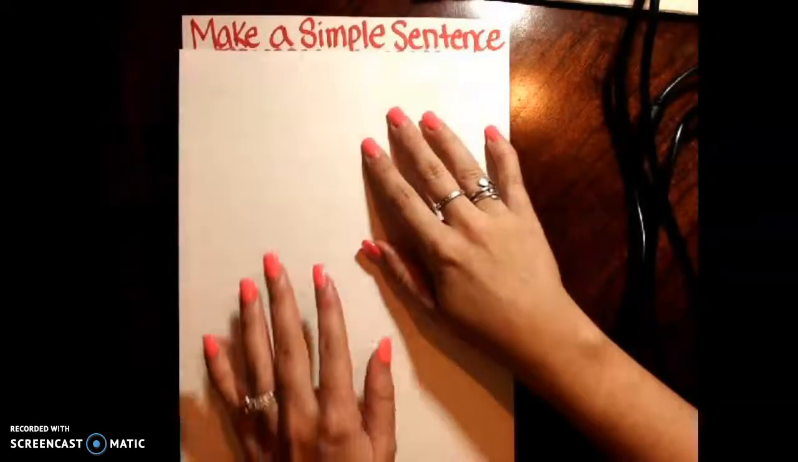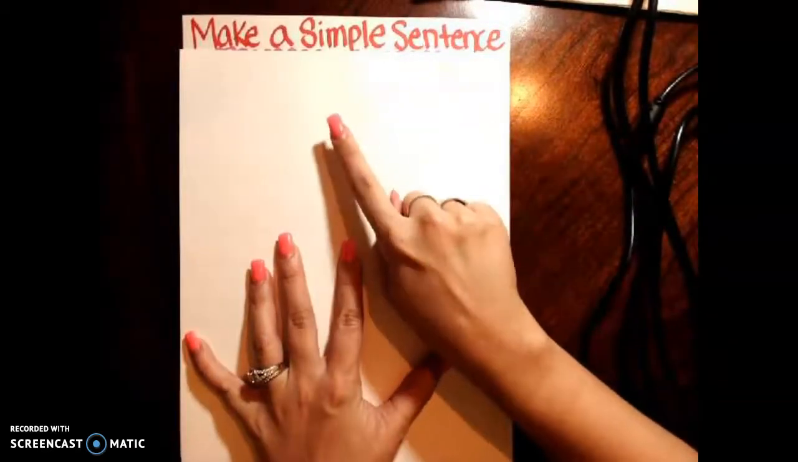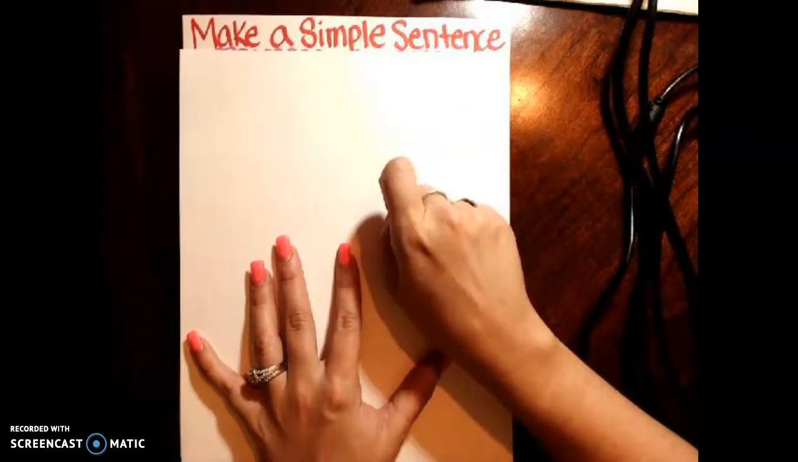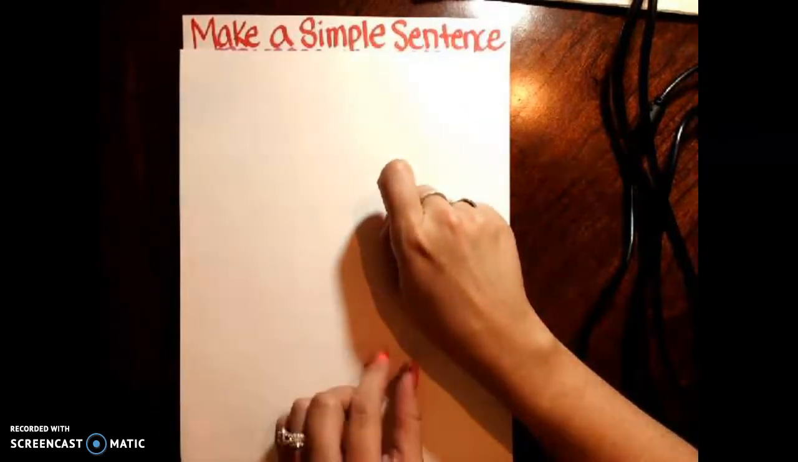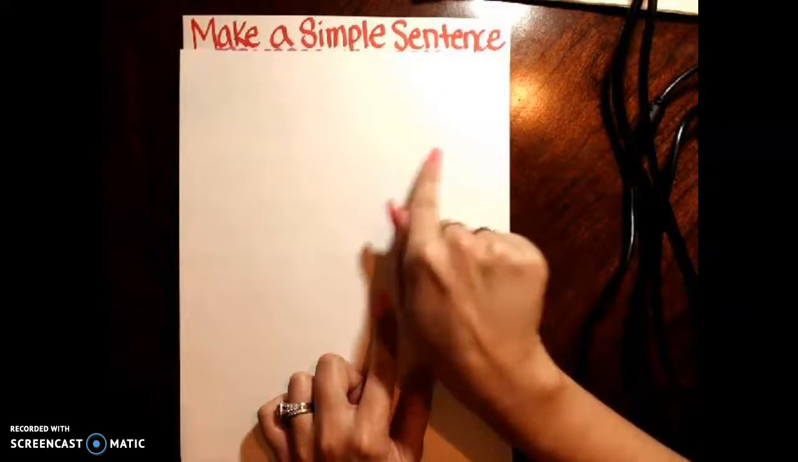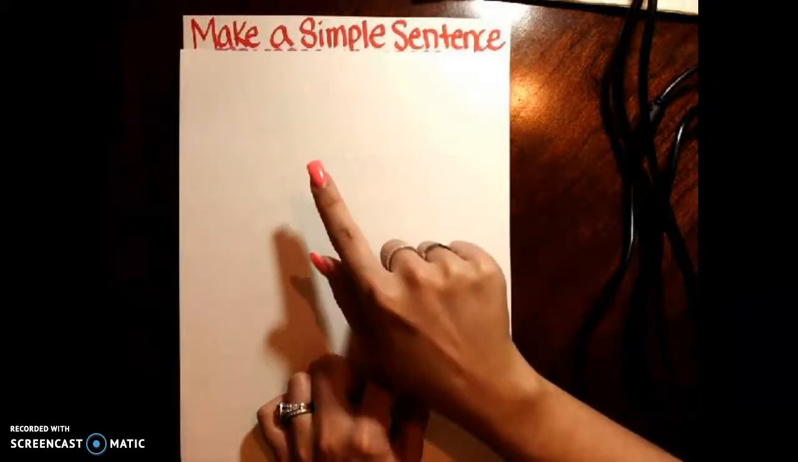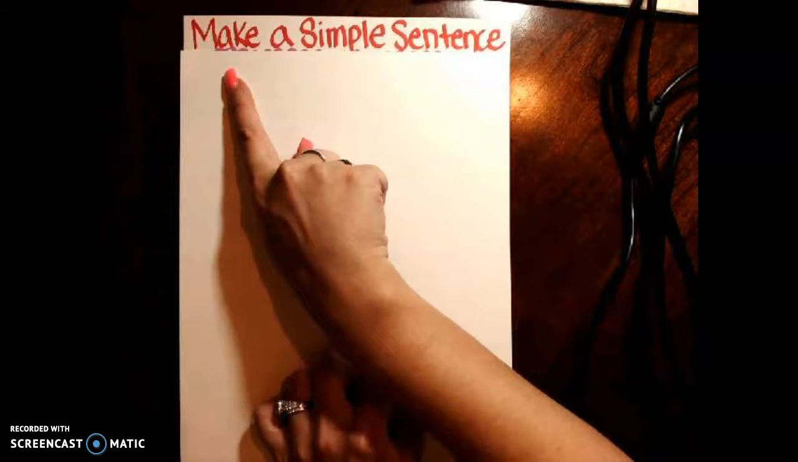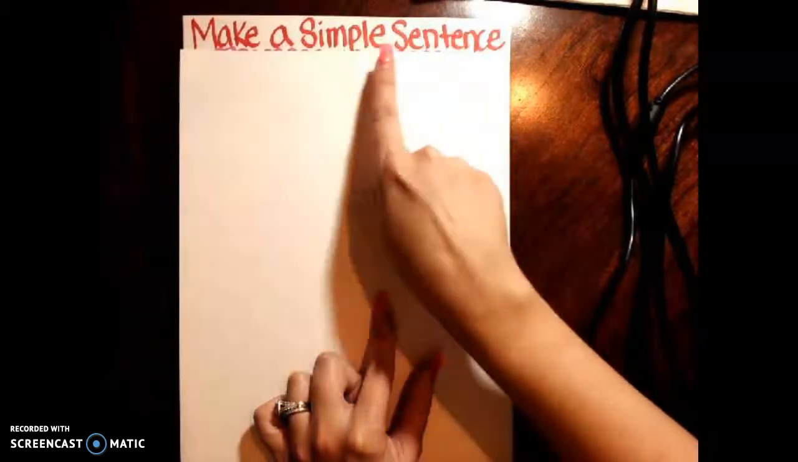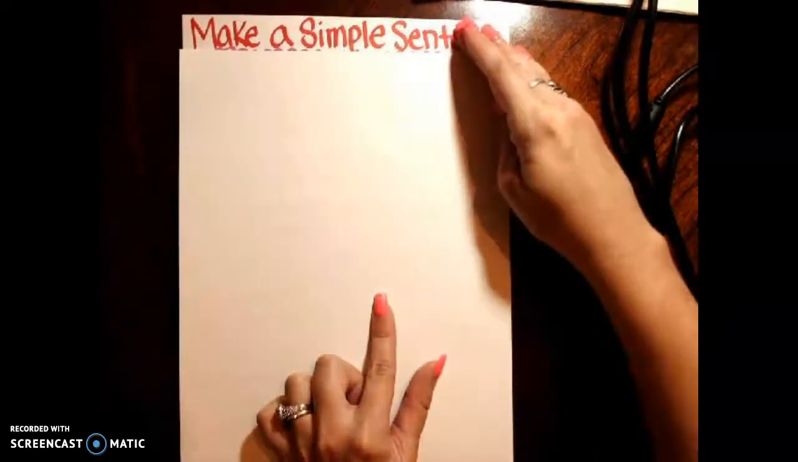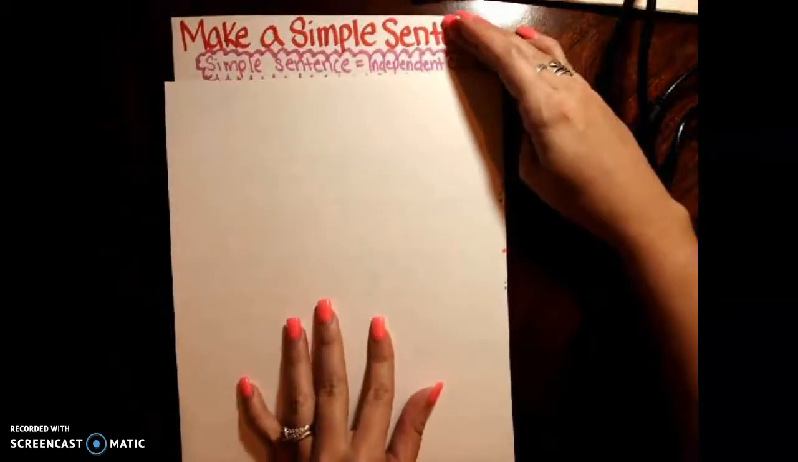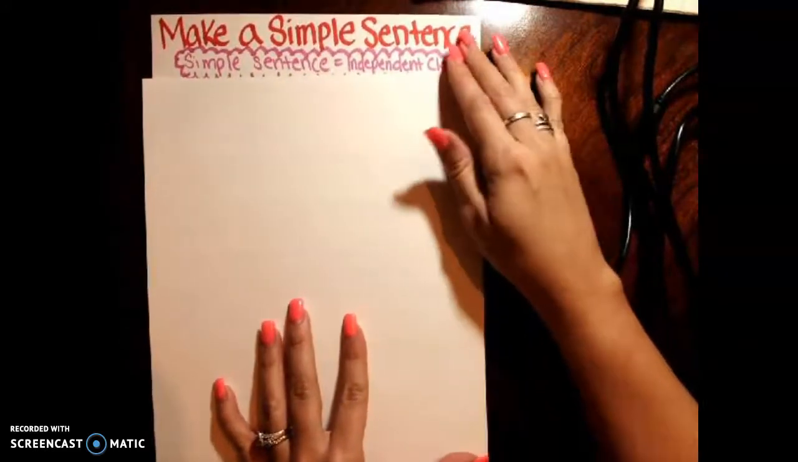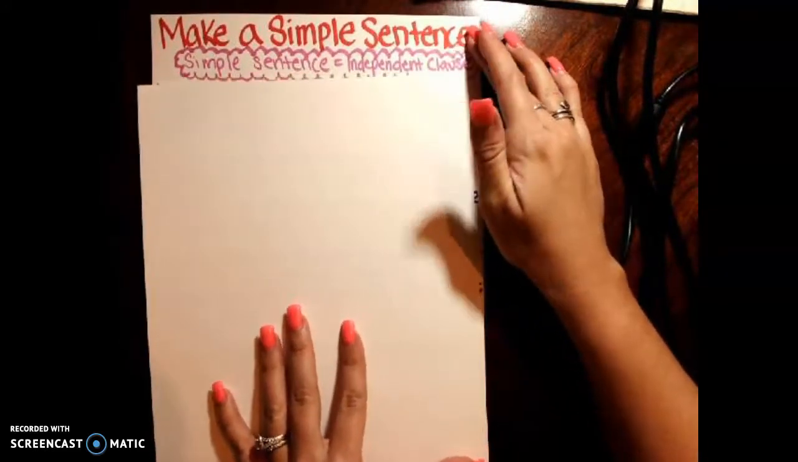So if you need to pause this video at any time to start making this anchor chart with me, you are more than welcome to do so. Remember, you can always pause the video, rewind the video, and press start again. So the title of our anchor chart today is Make a Simple Sentence, okay? Simple sentences equal independent clause. That might not mean a lot to you, but we will explain it.